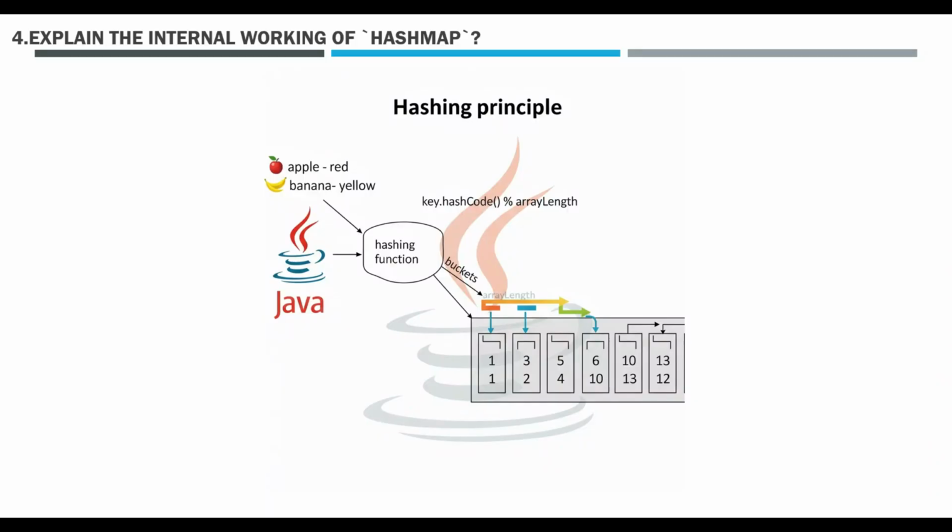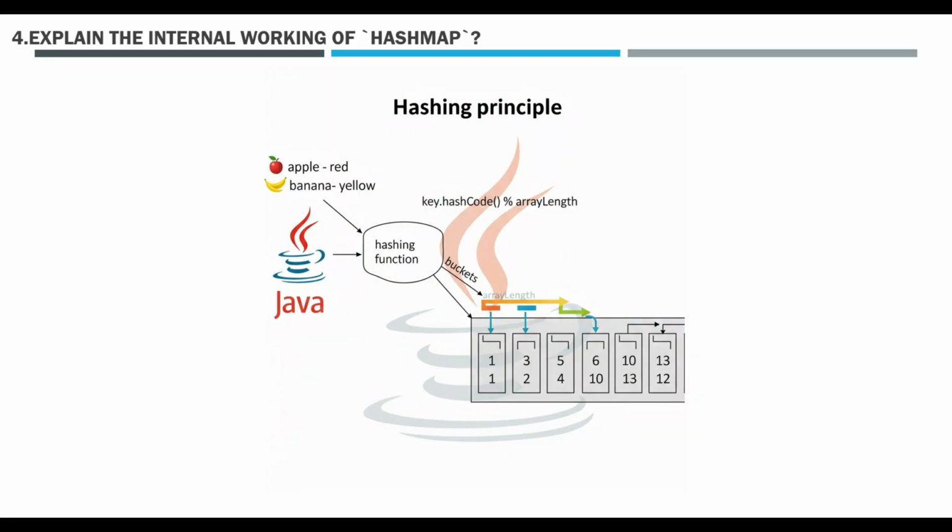Let's take a look at one other question, which is one of the important questions. You can't afford to miss this particular question, so be prepared. Explain the internal working of HashMap. HashMap is nothing but a key value pair store, and as we already discussed, it is a Map implementation. It works on the hashing principle, where it is going to store the key and value pair.